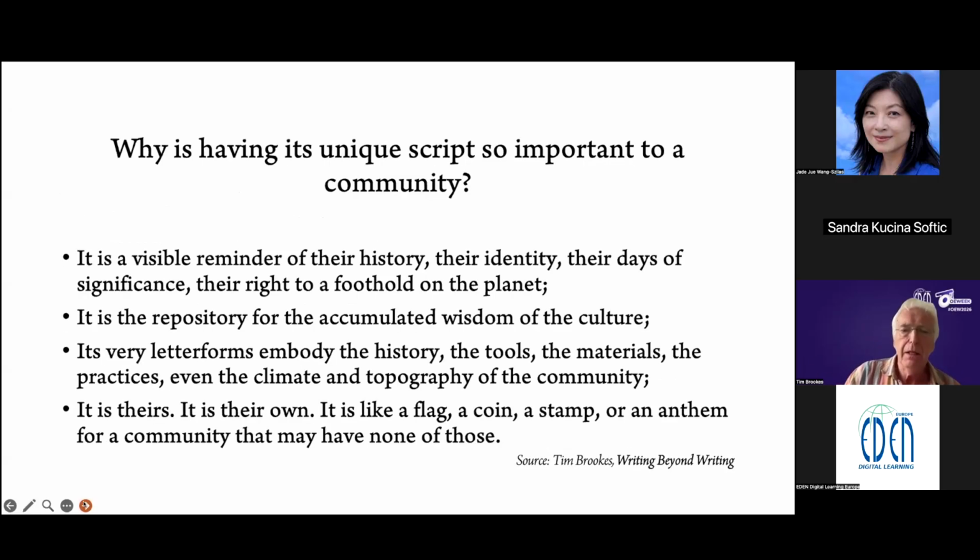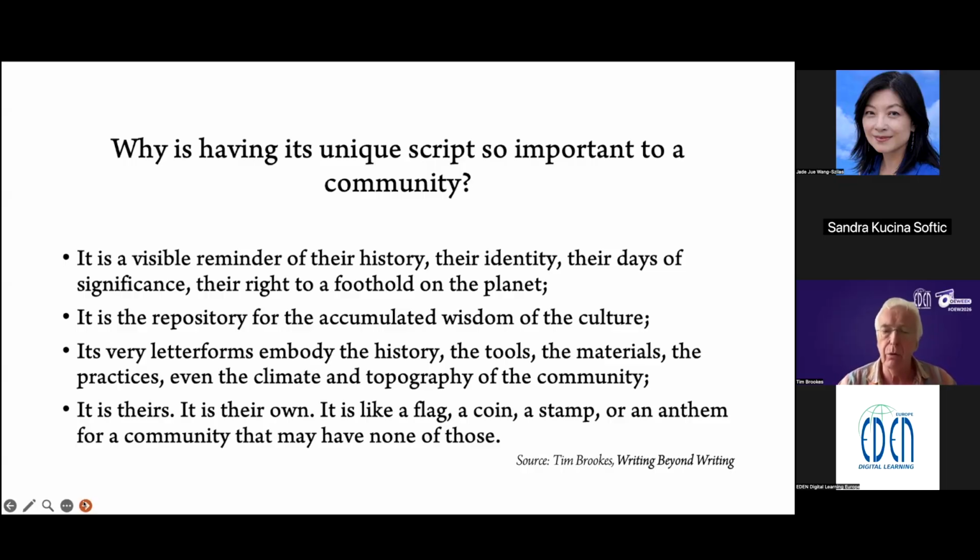that to you. So the unique script is important to its community because it's a visible reminder of their history, their identity, their days of significance, especially if they've been marginalized or overrun. It's the repository for the accumulated wisdom of the culture. The letter forms embody the history, the tools. Remember that knife and the bamboo, the shapes of the letters actually embody the history of the culture. Above all, a unique script that is used by a particular community, it is theirs.